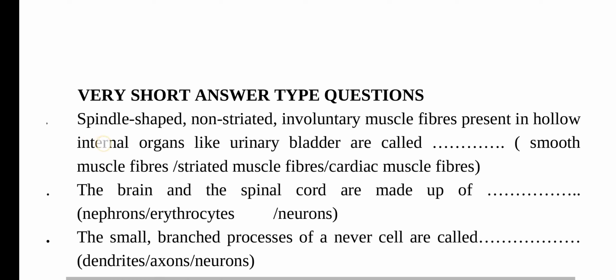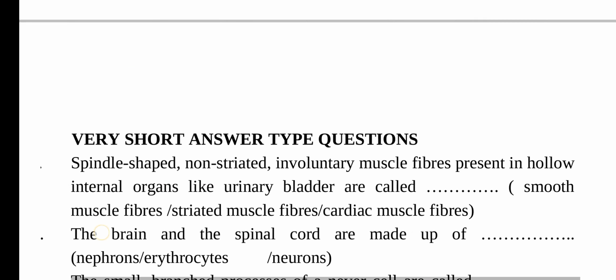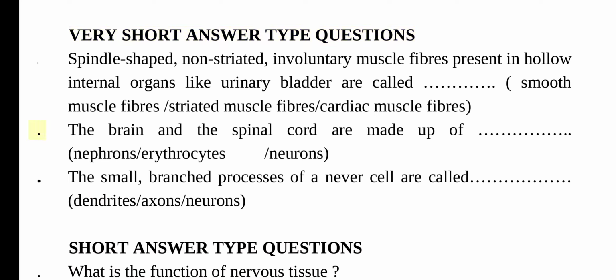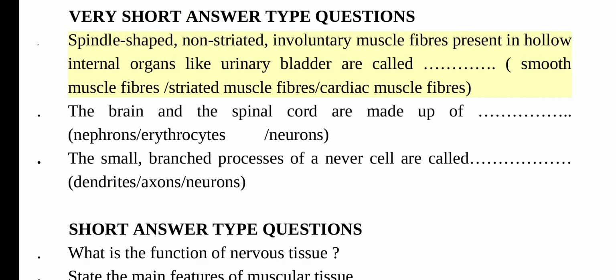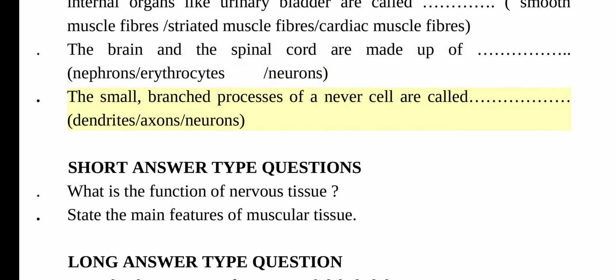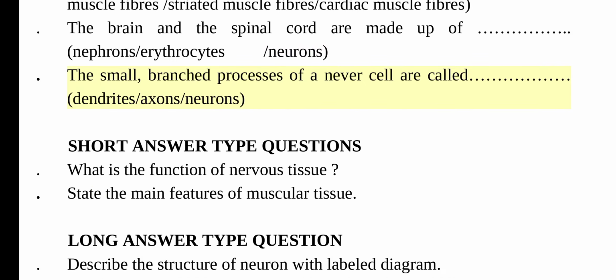Subjective DPP 8.2. Very short answer type questions. 1, 2, 3. Spindle-shaped, non-striated, involuntary muscle fibers present in hollow internal organs like urinary bladder are called smooth muscle fibers, striated muscle fibers, cardiac muscle fibers. The brain and the spinal cord are made up of nephrons, erythrocytes, neurons. The small, branched processes of a nerve cell are called dendrites, axons, neurons.